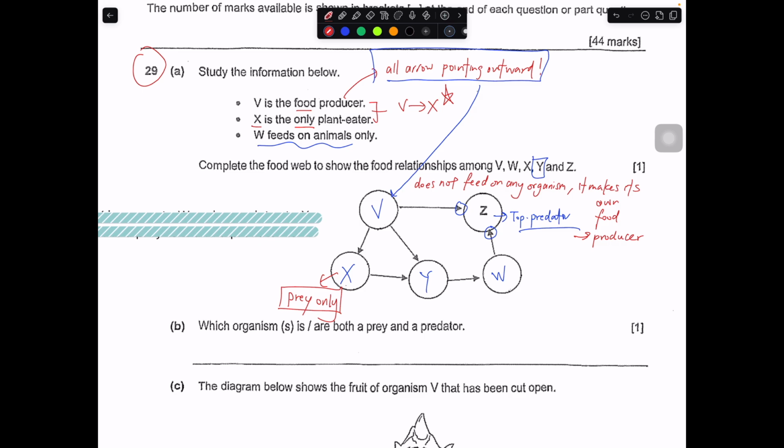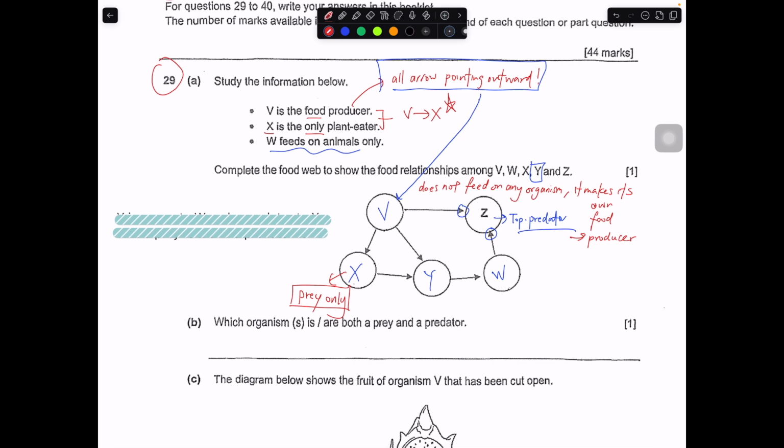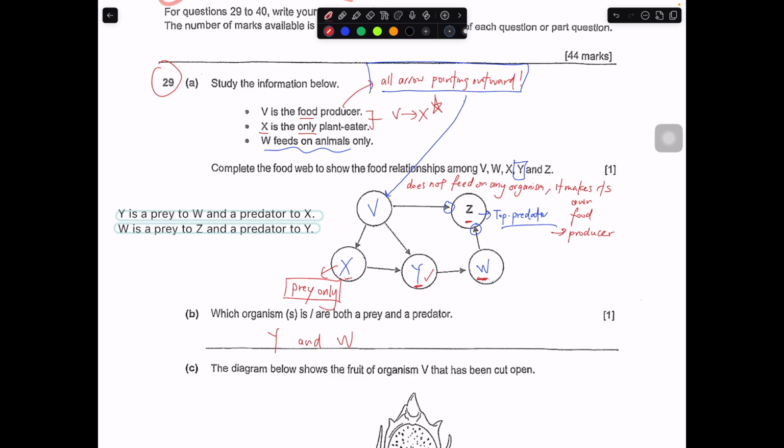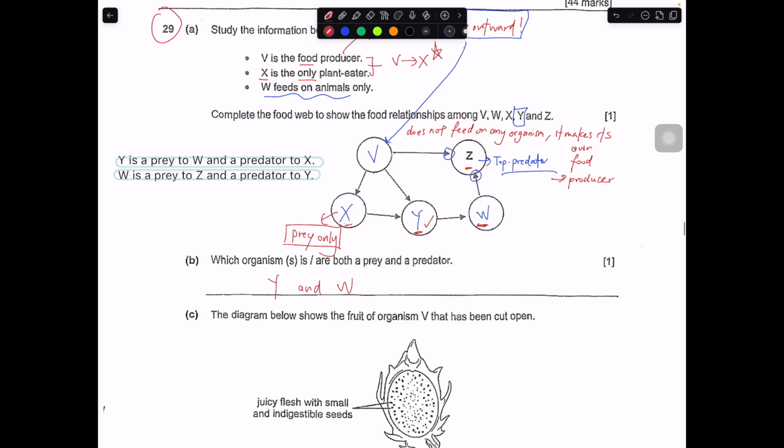And so which organism is the prey and predator? So this Y is the prey and the predator. So Y is a prey to W. Y is a prey to W, and is a predator to X. So Y, and another organism will be W. W is a predator to Y, and is a prey to Z. So this is how you more or less sieve out the prey and predator. So usually very straightforward, if you want to know which one is the prey and predator.